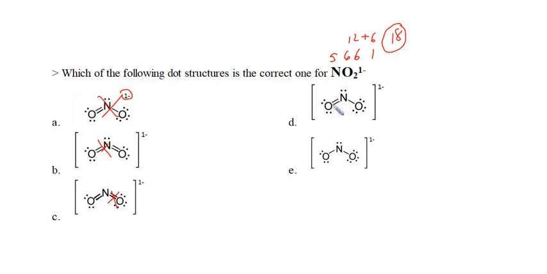This one has 2, 4, 6, 8, 10, 12, 14, 16, 18. Yes. This has 8 and 8 and 8. This looks to be the right answer. But just to double check, and this one certainly doesn't have enough valence electrons, so the answer turned out to be D.